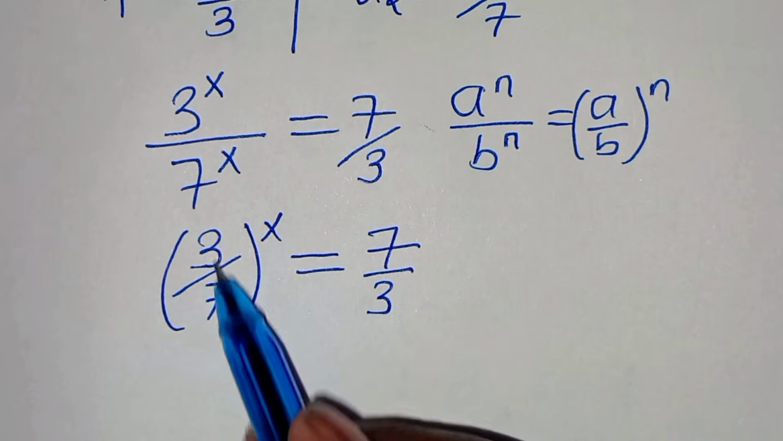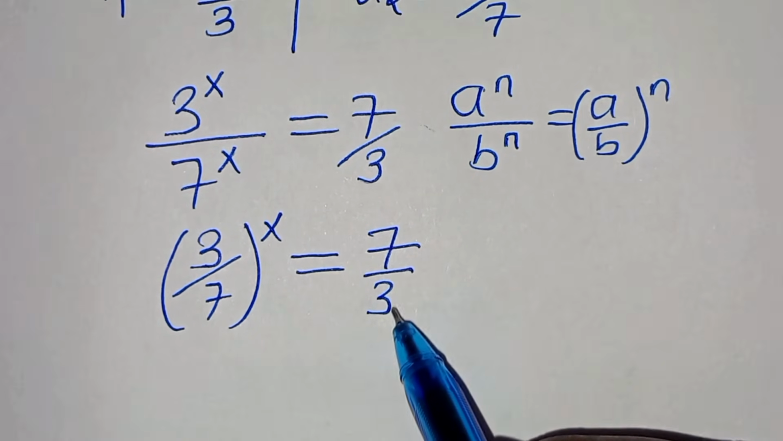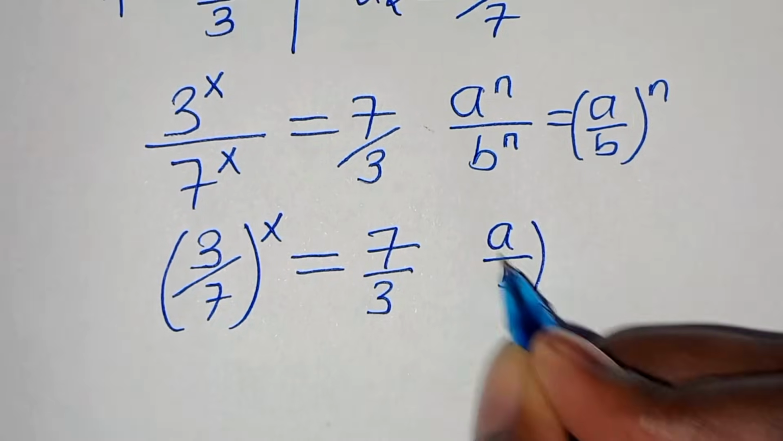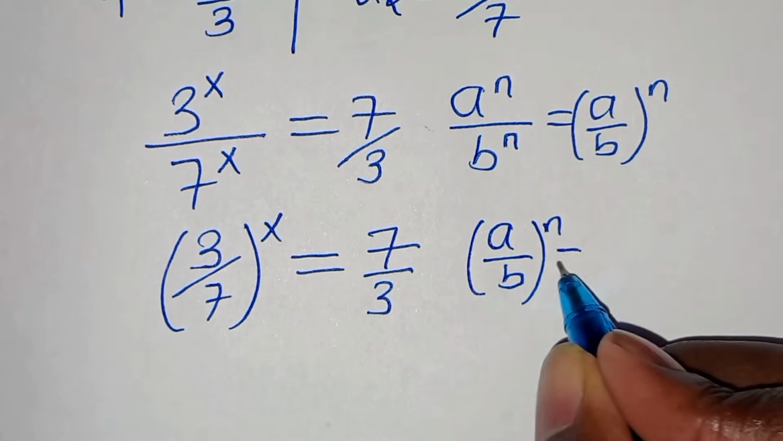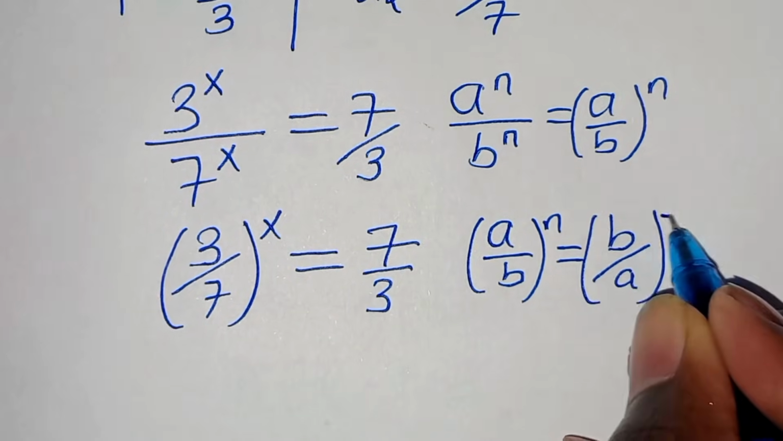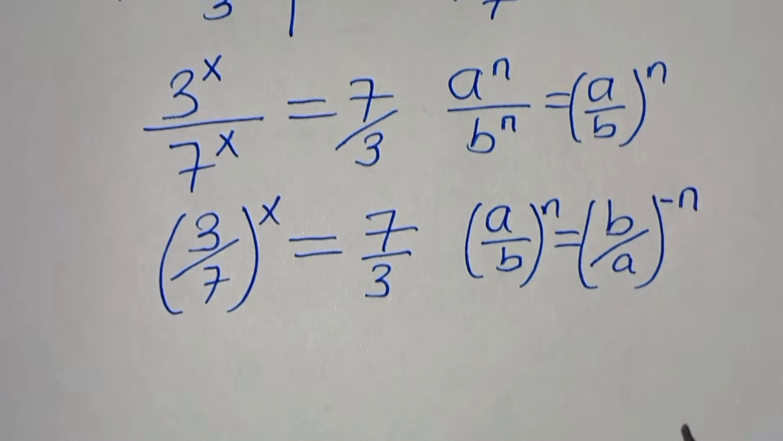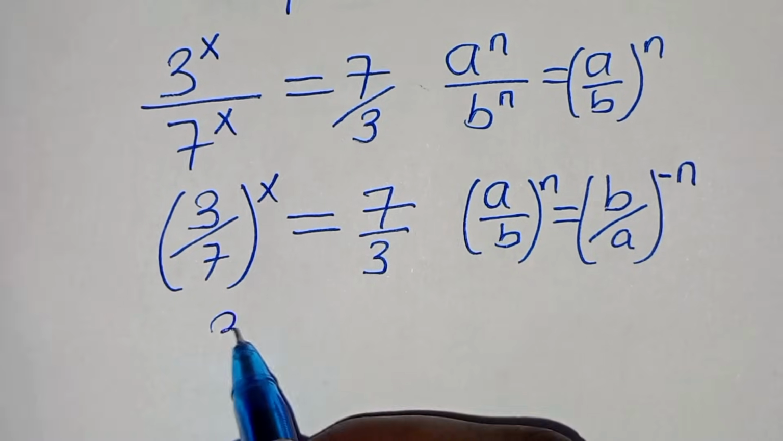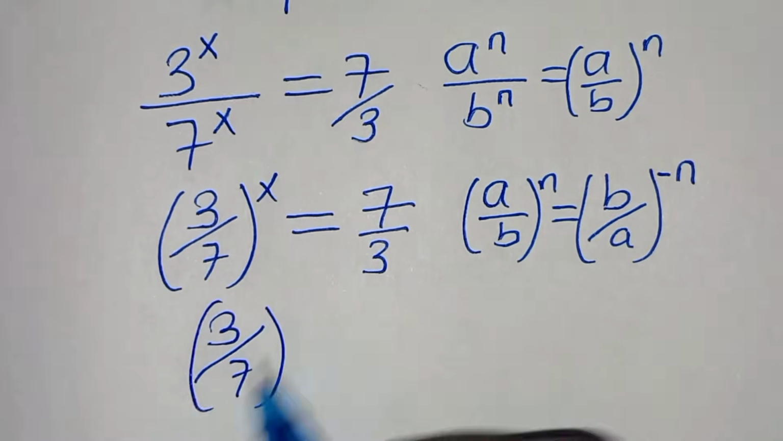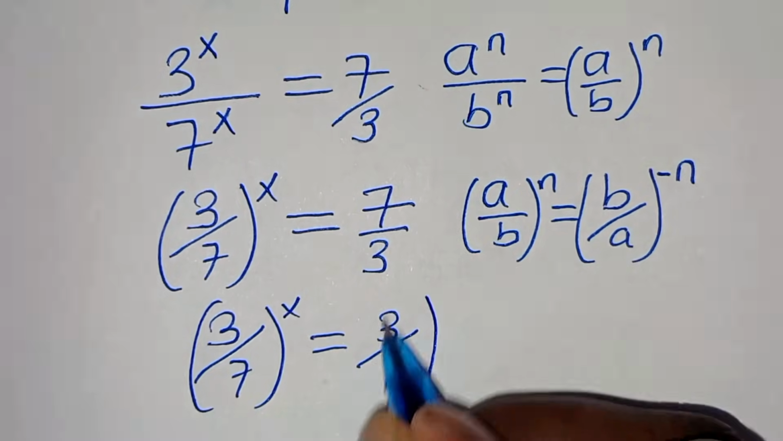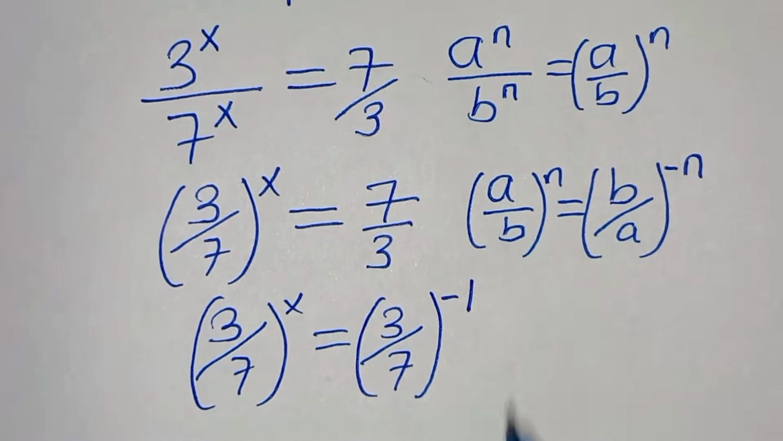Now, here we have 3 over 7, but here we have 7 over 3. So this implies that A over B raised to the power of n can be expressed as B over A raised to the power of minus n. So this means that we can express this 7 over 3 as 3 over 7 raised to the power of minus 1.